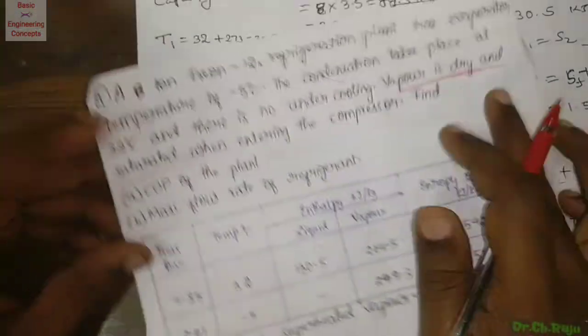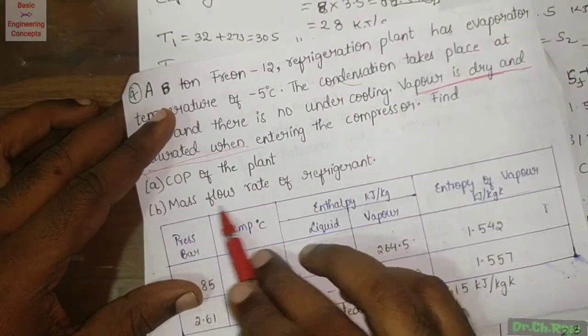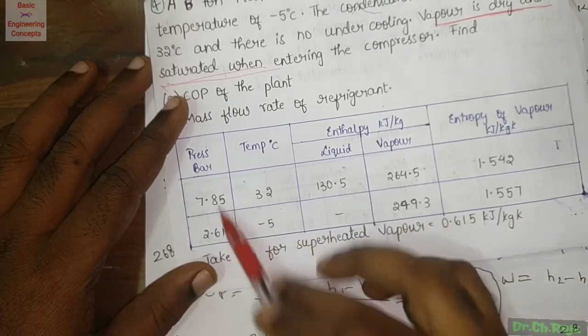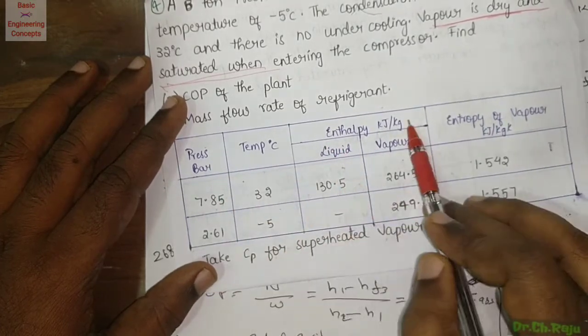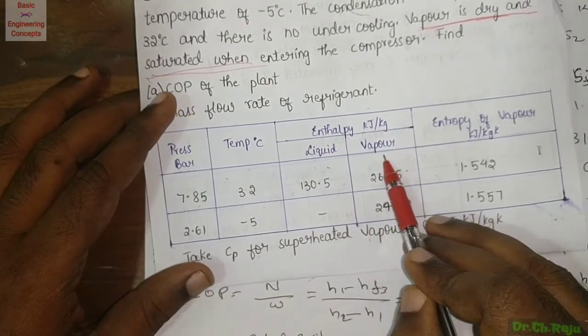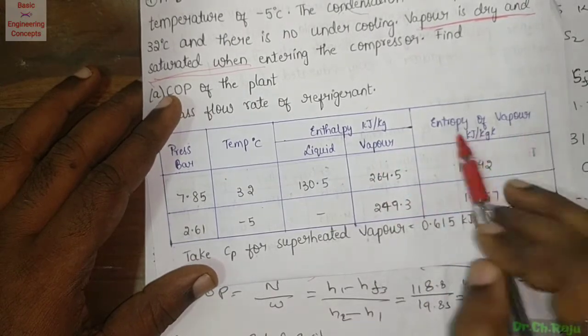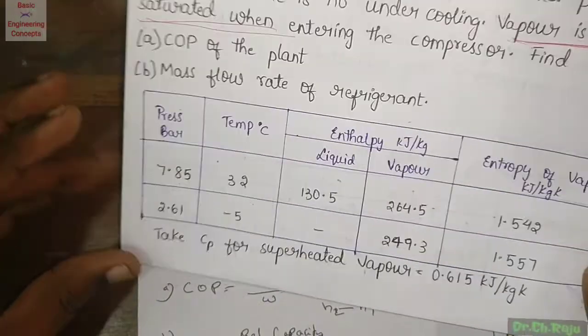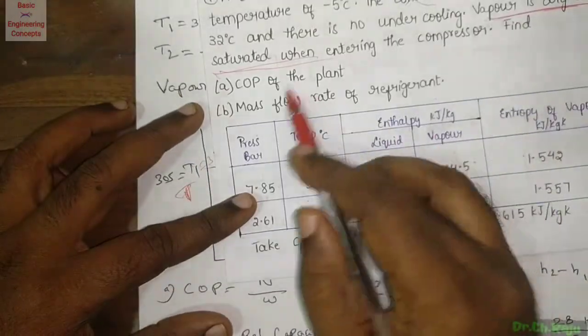So find the COP of the plant and the mass flow rate of the refrigerant. Here the data is given: the pressure, temperatures and enthalpies, liquid enthalpy and vapor enthalpy. The entropy of vapor is also given here. So now we are going to calculate the COP of the plant.